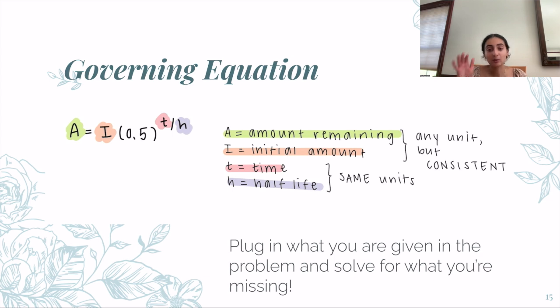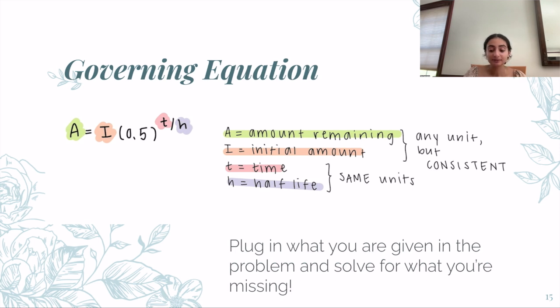So we're going to be using one main equation to do these half-life problems. You may have learned it without an equation. I personally think it's the most straightforward to just use the equation. But the equation is A equals I times 0.5 to the T over H power. So that's a lot of letters. I've color-coded them to the right.